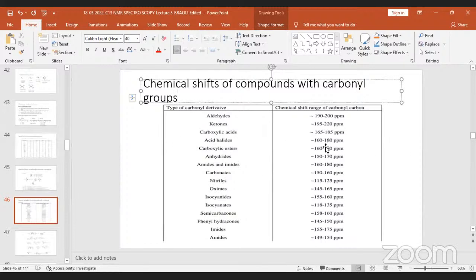Acid halides also fall in the same range as esters. So these are important. Nitriles, oxygens, okay, they are important, but not that much. Nitriles, you always see an upfield shift than benzene is observed. This is due to anisotropy.